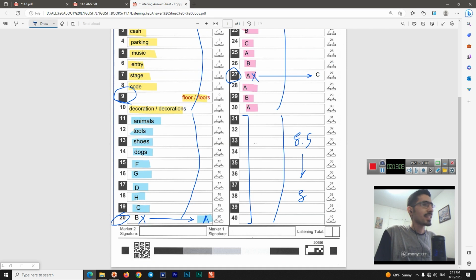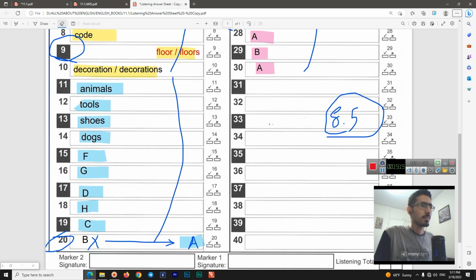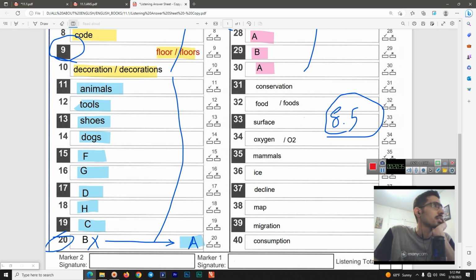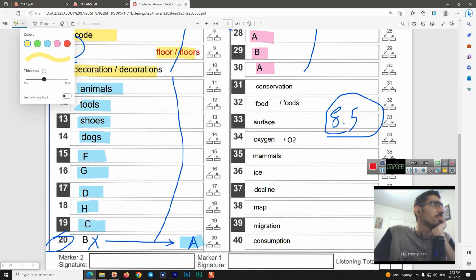Alright, let's analyze this. I got my 8.5 because for part 4, all of my answers are correct. Let me write my answers here. I misspelled it. It doesn't have an I, of course. And consumption. Consumption means consuming, eating, using. And all of them are correct. So that's why I got my 8.5 and I'm super happy about it.